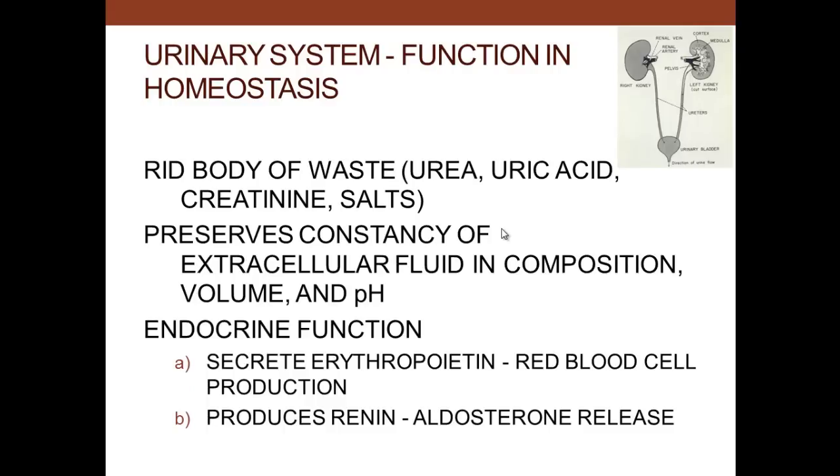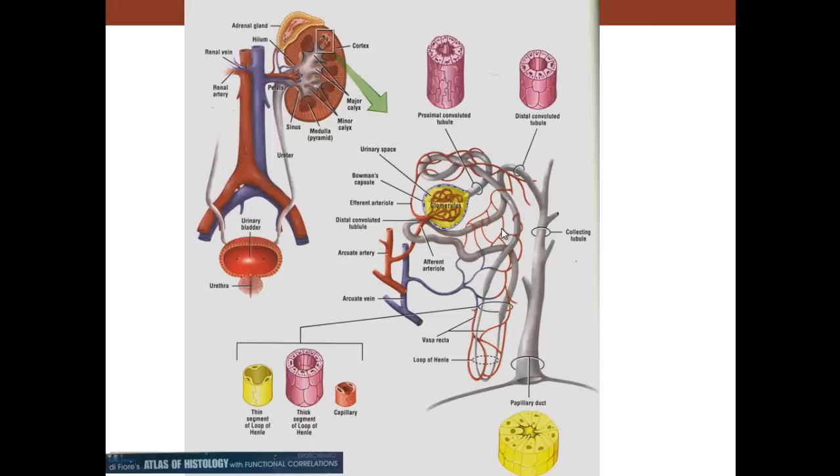It also has an endocrine function, secretes erythropoietin, which is important in red blood cell production. It also produces renin, which causes aldosterone release. So the functions are to rid the body of waste, to maintain extracellular fluids, and to have an endocrine function.